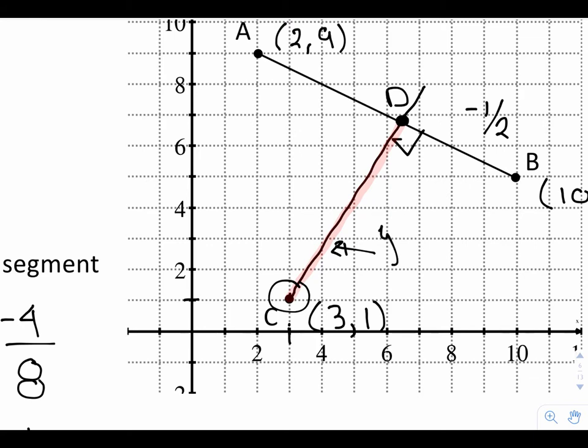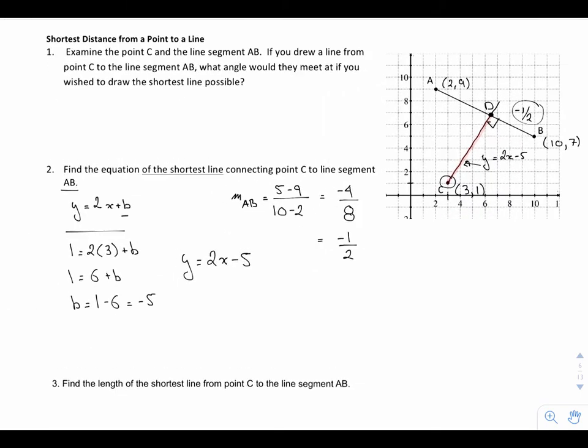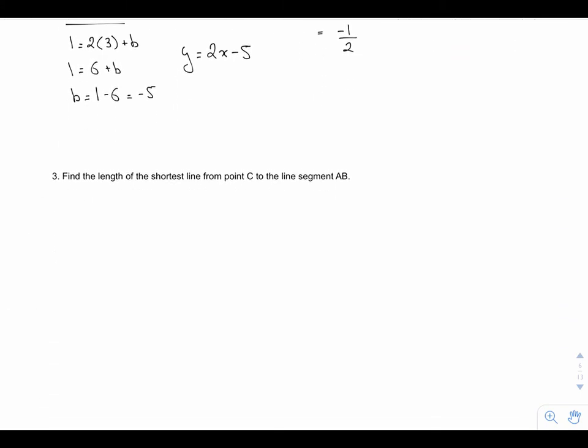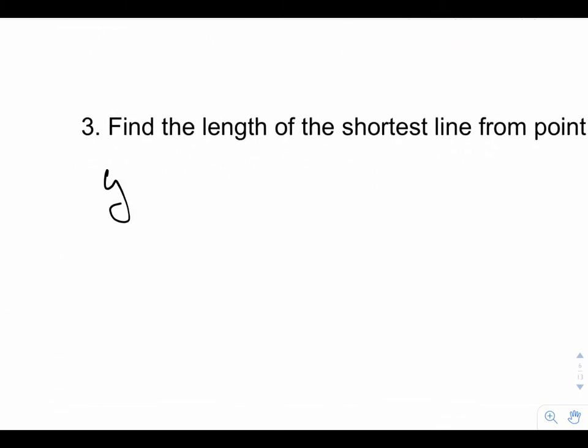The equation of this line is y equals 2x minus 5. I need the equation of this line here for AB. I already know the slope of that line. I calculated it previously. It's negative 1 over 2. So let me write the equation of line AB with as much information as I have, and that really is just the slope. So it's negative 1 over 2.